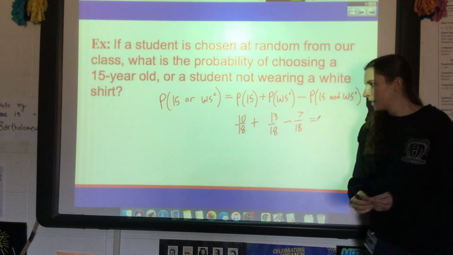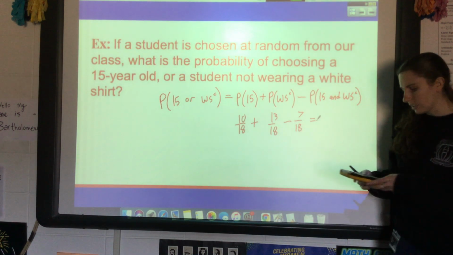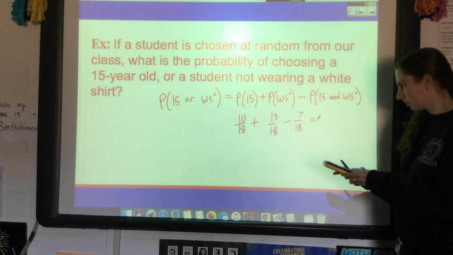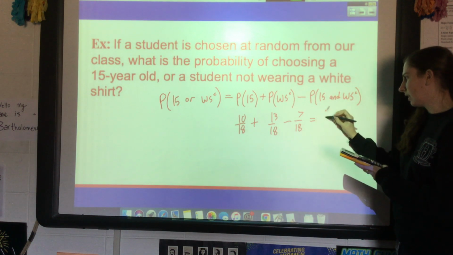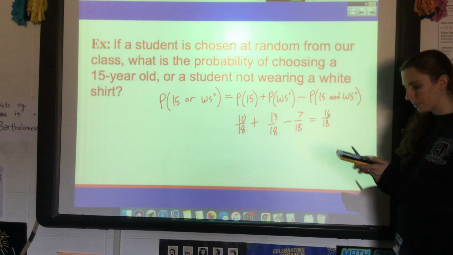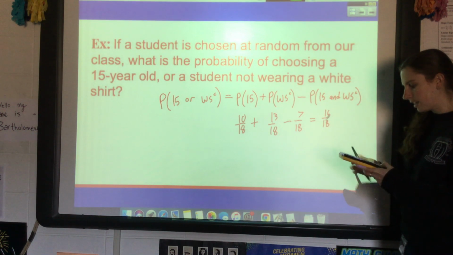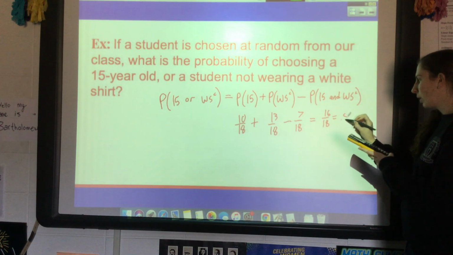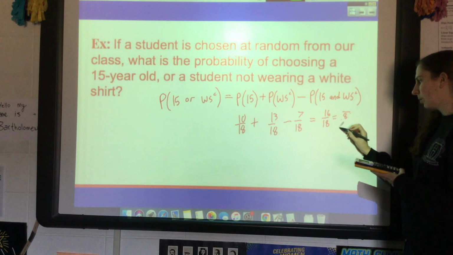And there we go. That would be, let's make that actually a decimal. So this ends up being 16 out of 18. And then if you want to make it a decimal, you don't have to, that would be 0.8 repeating, or about 89%.